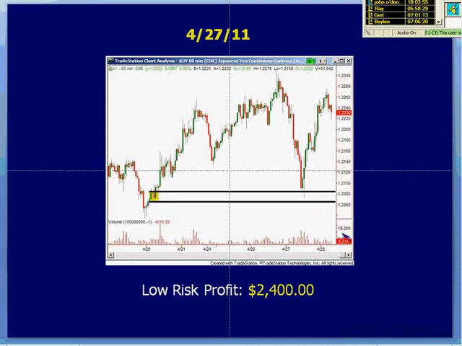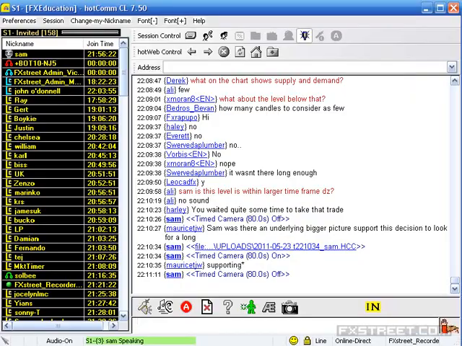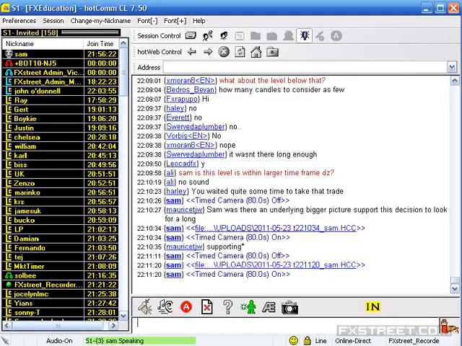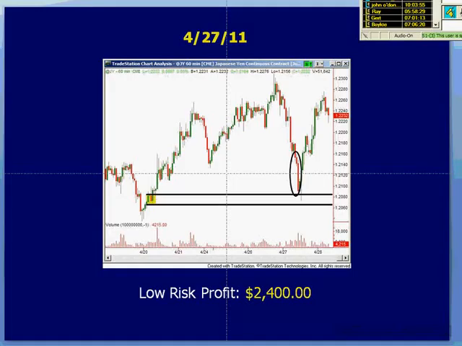Let me just get it up for you right there. And let me capture the chart. One second here, and I'll get it for you. Okay, so take a look at this picture. Now you should see a circled area on the chart.